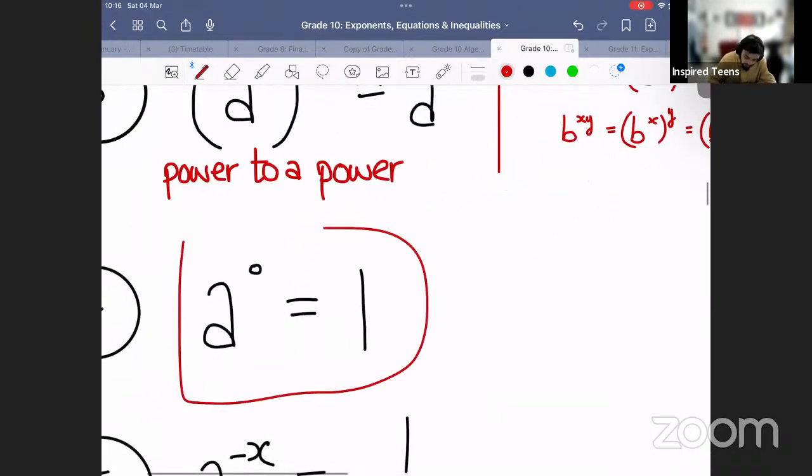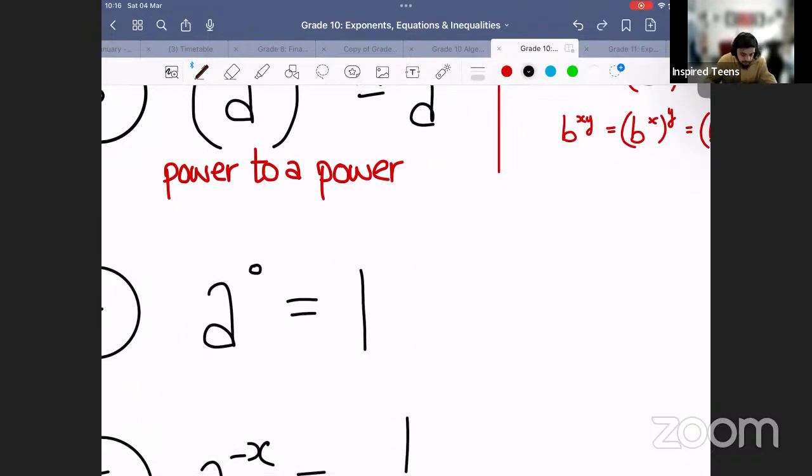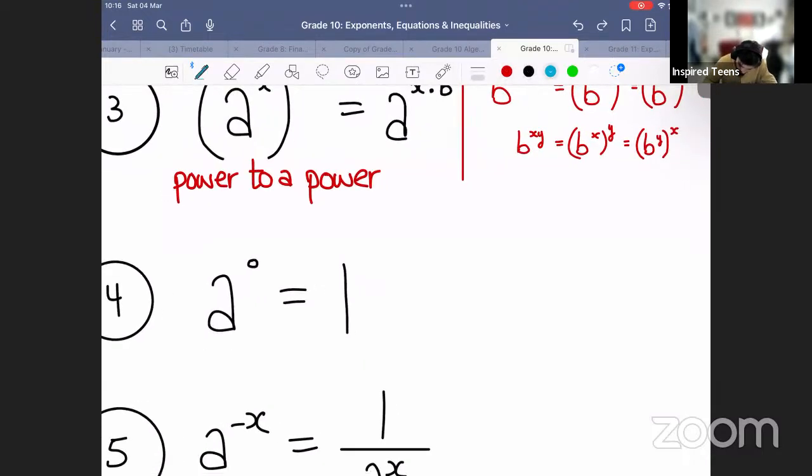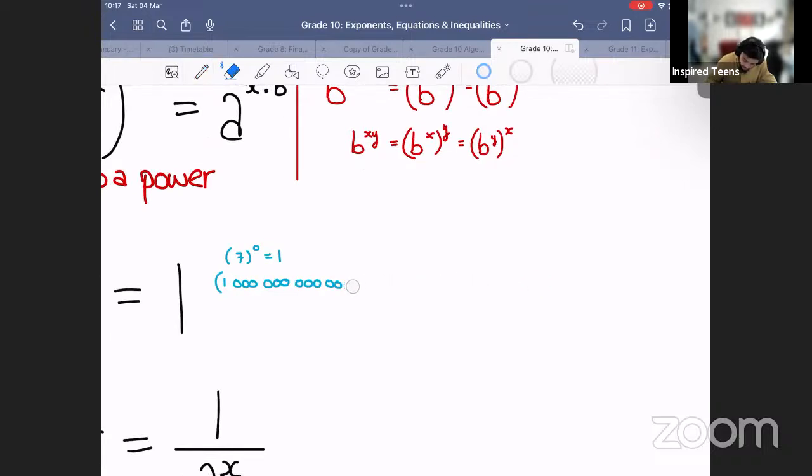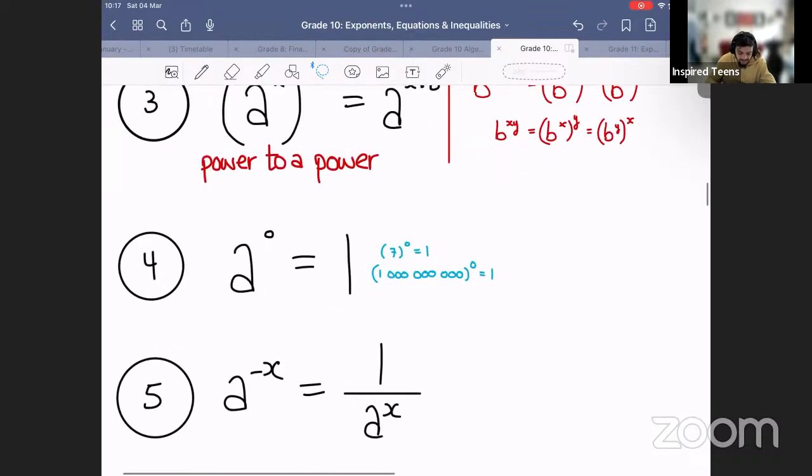Let's talk about a to the 0 is equal to 1. Basically, a is a variable, but anything to the power of 0 is equal to 1. If I had 7 to the power of 0, this is 1. If I had any amount, let's leave it at 1 billion, 1 billion to the power of 0 is equal to 1. You don't need to know why. Please don't get into why. You just need to know that anything to the power of 0 is equal to 1.